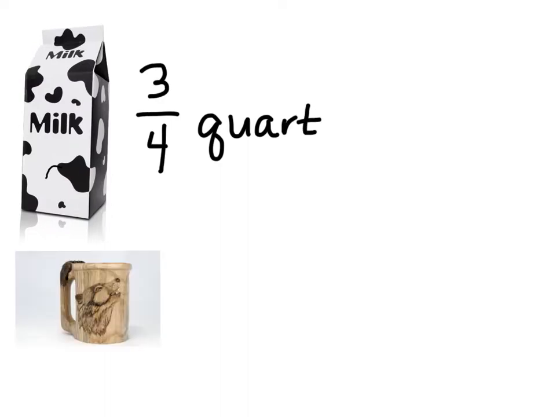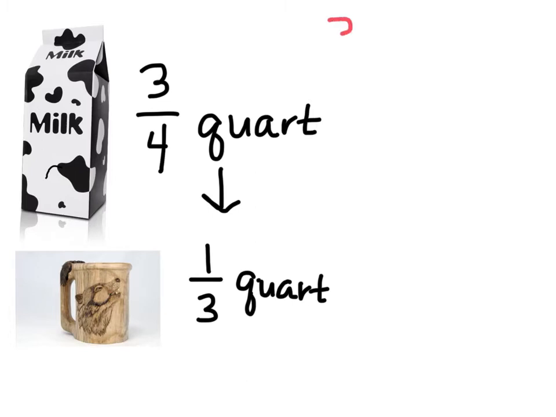We begin by finding common denominators to subtract unlike fractions. A carton contains 3/4 quart of milk. Larry's thirsty, so he pours 1/3 of a quart of that milk into a cup. How much milk is left in the carton? Well, let's set up this problem. To find out what's left in the carton, we need to take 3/4 minus 1/3, which is what Larry is drinking.